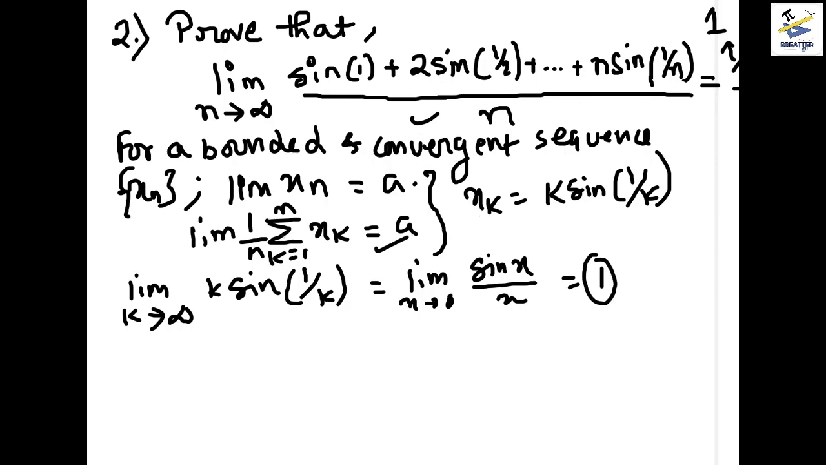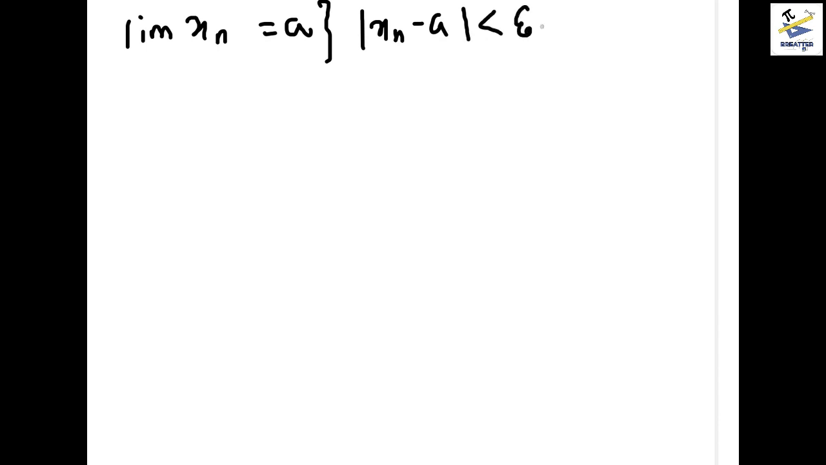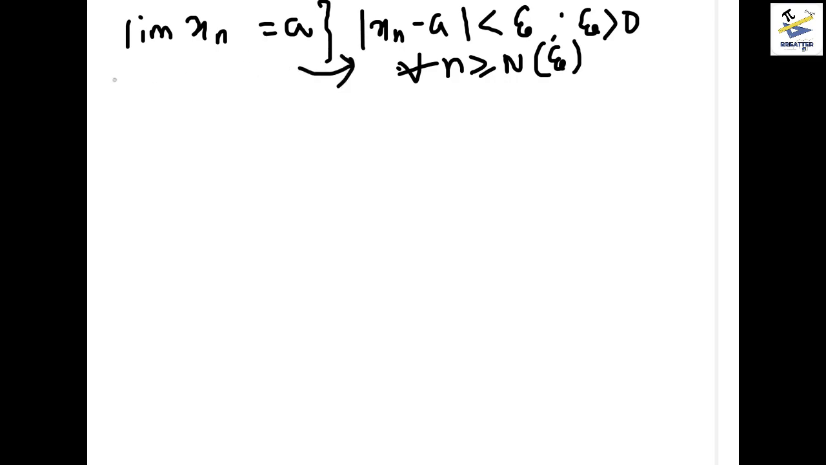Now how do we prove that if the limit of x n is a, then this is also a? I'll just give you a hint. I'm not going to complete the problem here. My hint is that suppose you have the limit of x n equal to a. Now you need to know the definition of limits, from which you can say that the absolute value of x n minus a should be less than epsilon, where epsilon is greater than 0, and this should hold for all n greater than or equal to capital N, which is also dependent on epsilon. So that's the takeaway from this formula.